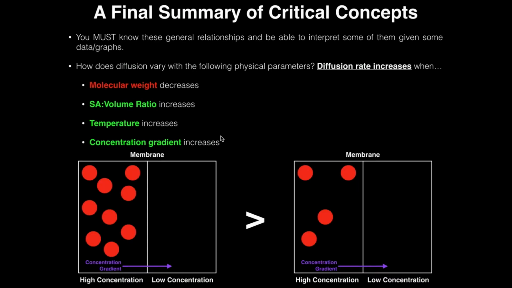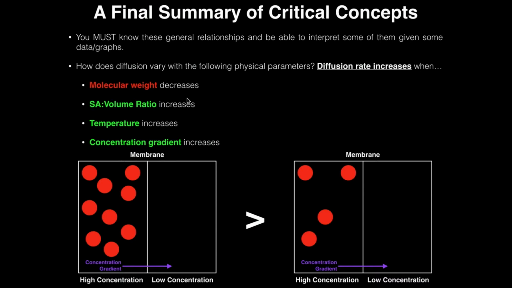So now on this last slide, we're going to discuss the critical concepts from this chapter. All right? And this is mainly how diffusion rate varies with some physical parameters. Okay? And remember, diffusion rate was just the speed that diffusion occurred. Okay? So how can you increase the diffusion rate? Remember, these are some of the important things that you should know.